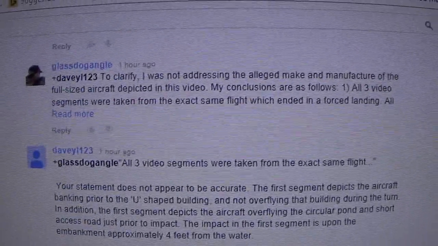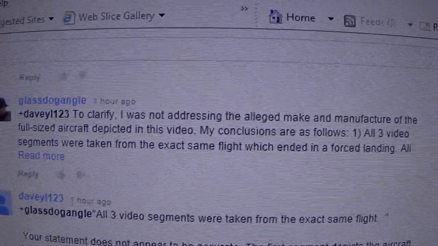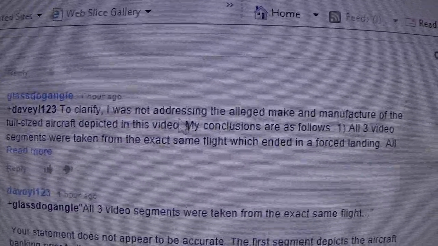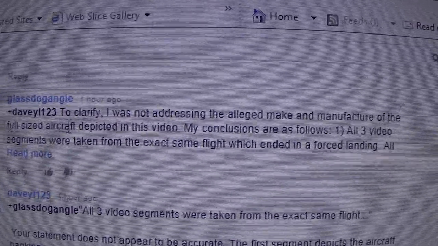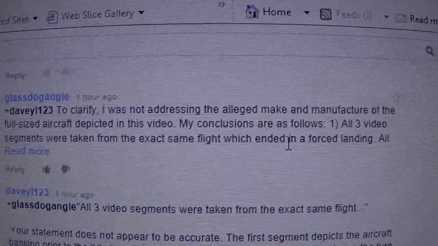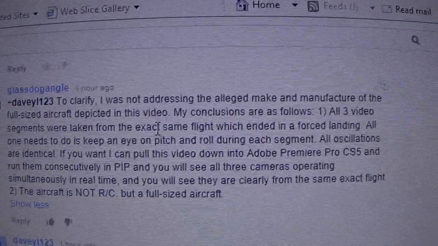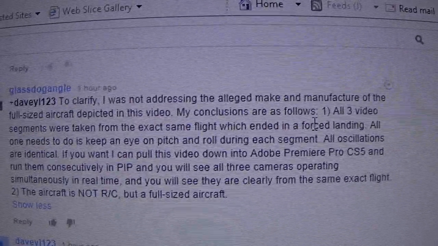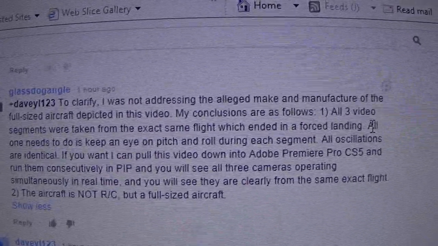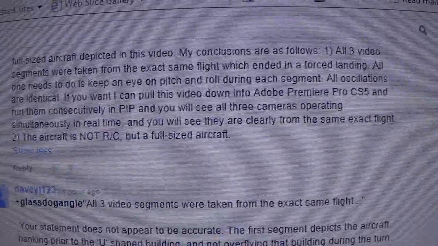And I'm not interested in whether it's a Beechcraft, and I explain that here. I'm not addressing the alleged make and manufacturer of the aircraft in this video. My conclusion is simply that all 3 video segments were taken from the exact same flight, which ended in a forced landing. That is what I'm trying to show here.